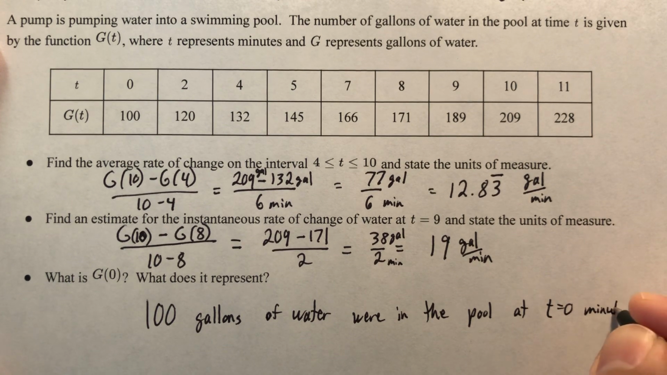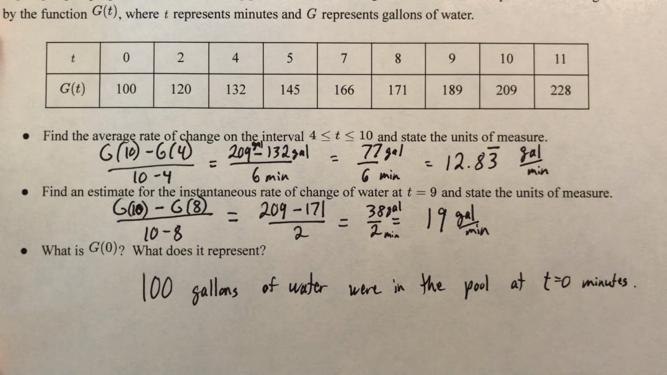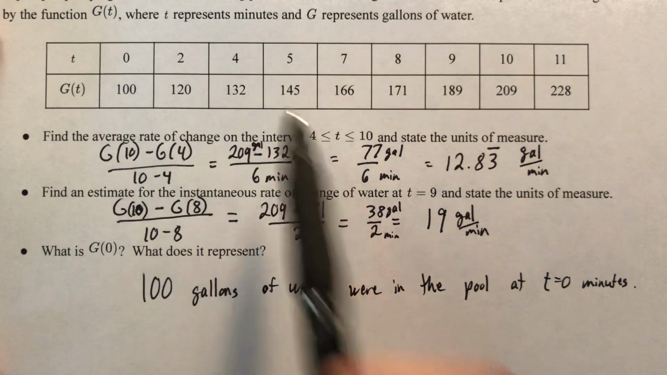So you walk over to the pump, you're about to switch the pump on and let it start pumping up, put water in the pool, and at that moment when you're about to turn the pump on, there's 100 gallons of water in the pool already. It's already there, and then the pool starts filling up even more.